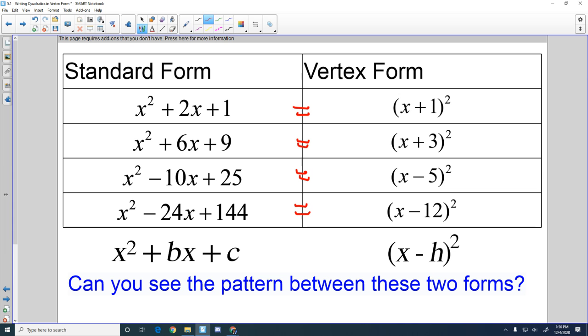What I want you to do is see if you can find the pattern, a connection between the standard form and the vertex form of each of these quadratics. And then try to generalize it down here, based on that general form with B, C, and H. So these are our numbers, the B, the C, and the H. We want to find that connection. I got it. Easy. You see a pattern? Yep.